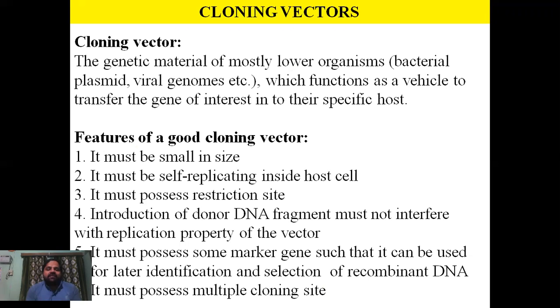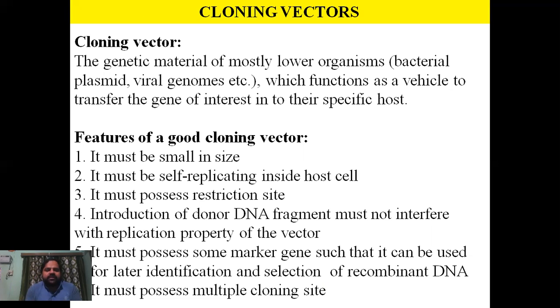It means if they will have the restriction site, then it will be easy for the scientists to put the gene of interest in that particular region of that cloning vector. The fourth is introduction of donor DNA fragment must not interfere with the replication property of the vector. It means if suppose we are putting a gene of interest in a vector and that particular gene is interfering with the replication of that particular vector, then the copy number of that vector will not be increased and we will not be able to get the phenotype or product.